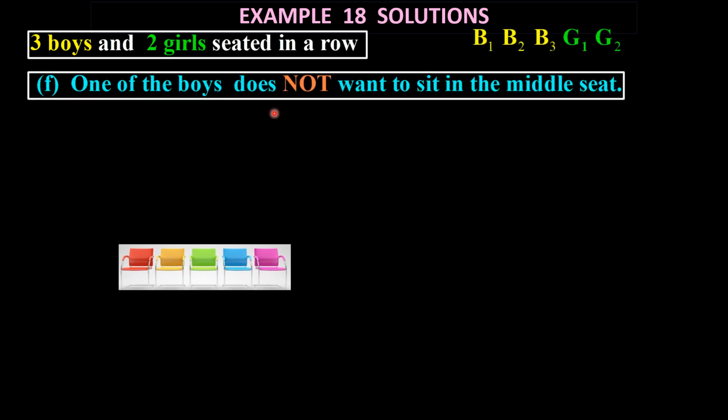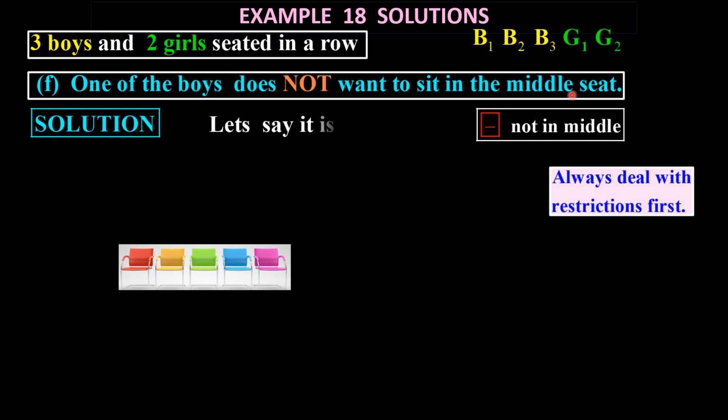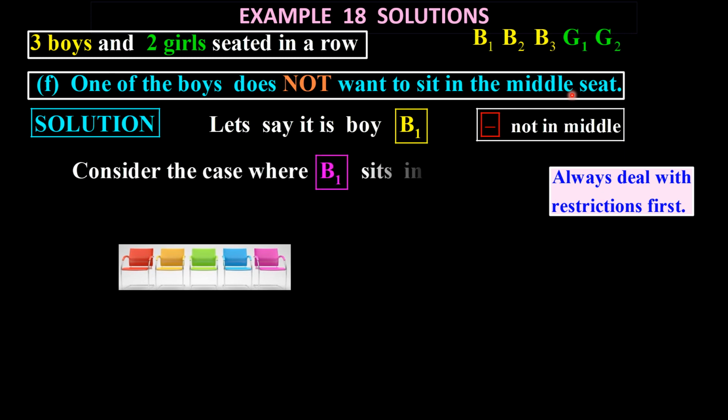In this one, one of the boys does not want to sit in the middle seat. Okay, so let's look at this. Here we have a negative restriction. Let's say it's boy 1. When we have a negative restriction, let's do the opposite. Consider the case where boy 1 sits in the middle, right? Although they said not, let's look at the case where he sits in the middle. So if boy 1 sits in the middle, that's the only place he can sit.